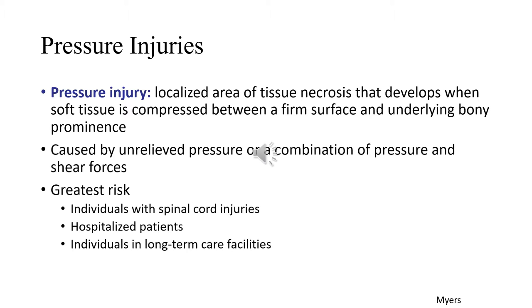So obviously people who are immobile are at the greatest risk. So you can think through some of the therapy environments that you'll be working in or exposed to, and think about the different patient types that have reduced mobility. Some of the highest risk individuals are those with spinal cord injuries, anybody that's hospitalized, and then long-term care facility folks as they are geriatric and decrease their movements.